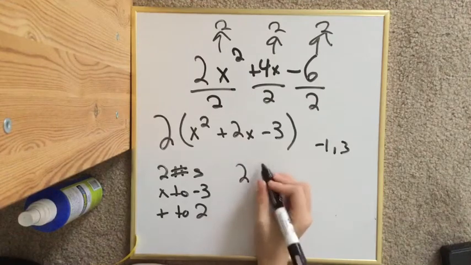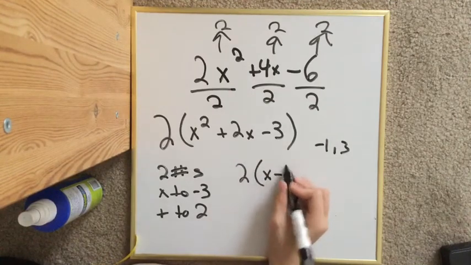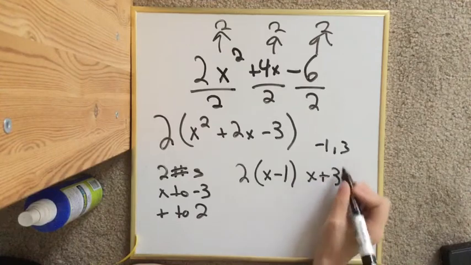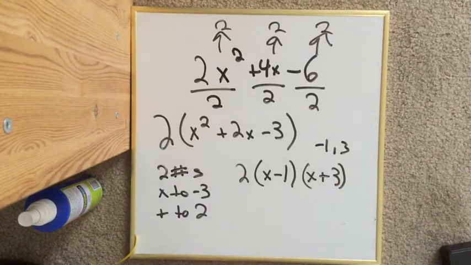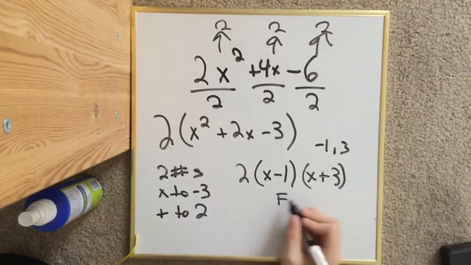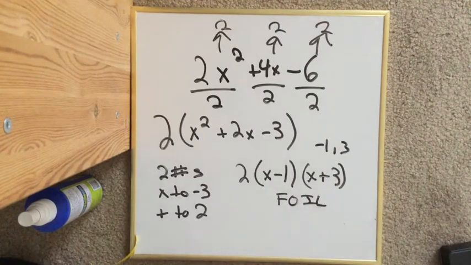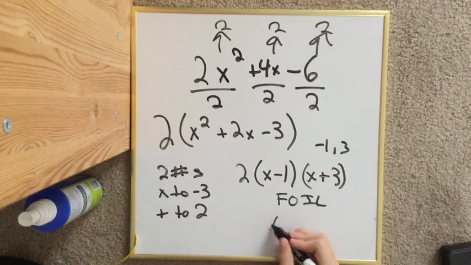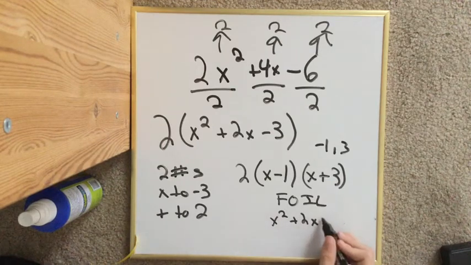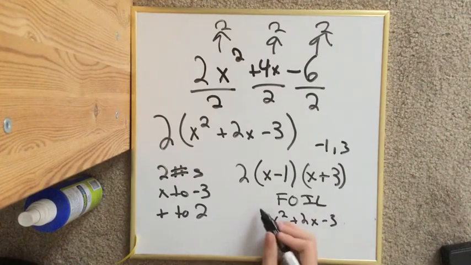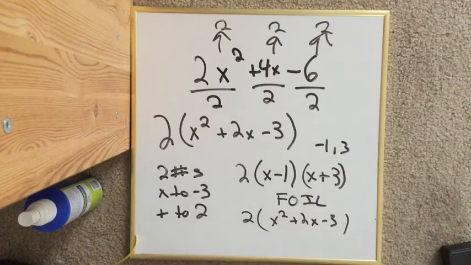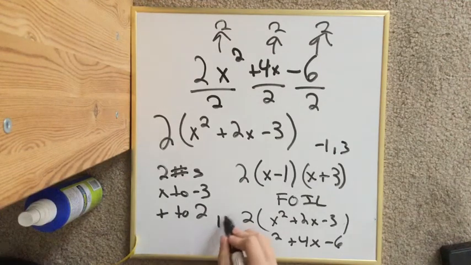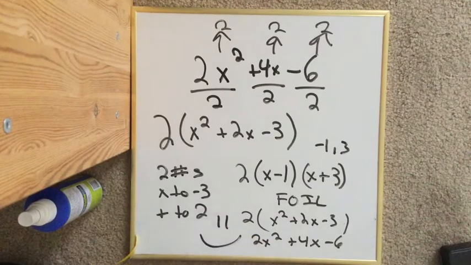So then we cannot get rid of the 2, but 2 times x minus 1 times x plus 3. That is our final answer. If we were to FOIL this out, you would just FOIL the x minus 1 times the x plus 3. We would get x squared plus 2x minus 3. So then we would have to keep the 2 there. If we multiply the 2 by everything, we would get 2x squared plus 4x minus 6, which is our original equation. So you know your answer is 2 times x minus 1 times x plus 3. Hopefully this kind of FOILing makes sense now.